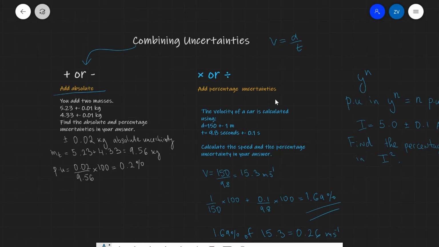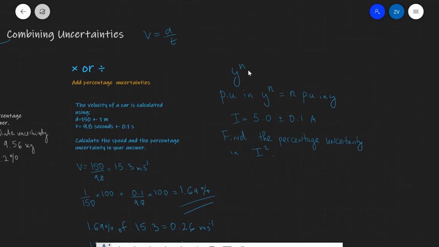One more case though, which is quite interesting, is that we can raise a quantity to a power. For instance, here we calculate the percentage uncertainty in D. We may have a formula that involves D cubed or squared or raised to the power of 17, etc. For instance, if I had the current I, we've measured the current to be 5.0 plus or minus 0.1 amps, what is the percentage uncertainty in I squared?